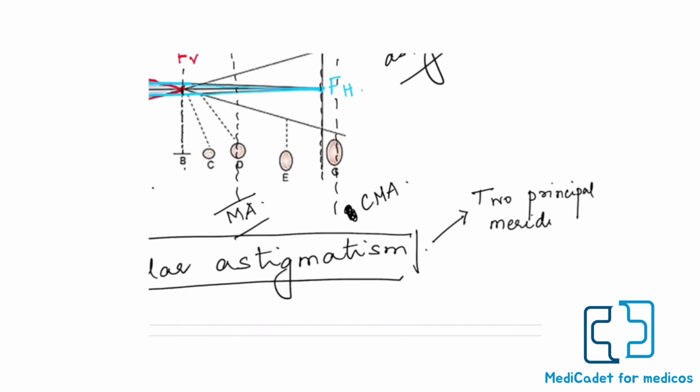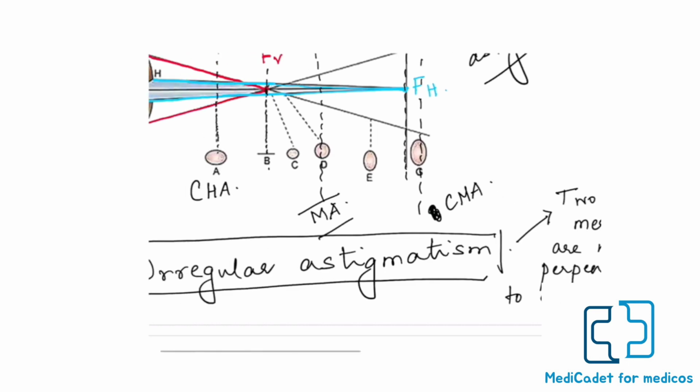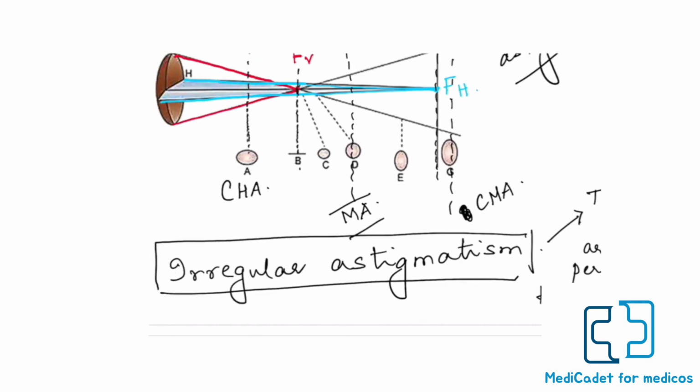In all these forms of regular astigmatism, the two axes, that is the V and the H, are perpendicular to each other. Here, if the two principal meridians are not perpendicular to each other, then that is called irregular astigmatism. Where exactly do we get this? We get irregular astigmatism in conditions like a corneal scar or keratoconus, some kind of corneal pathology where the surface of the cornea is very uneven or irregular.